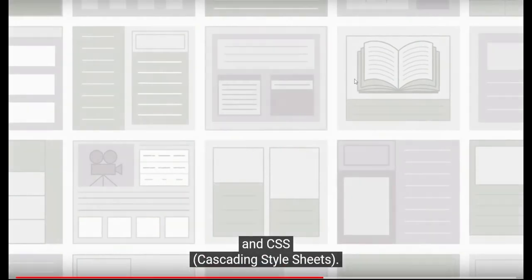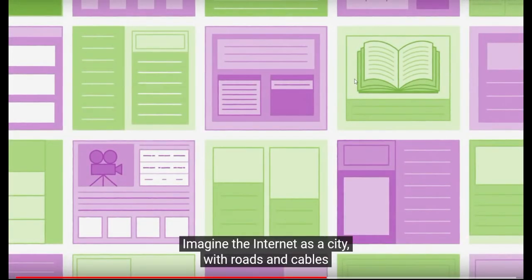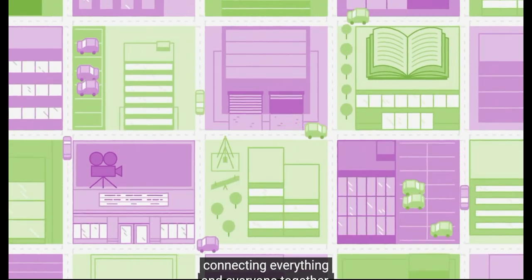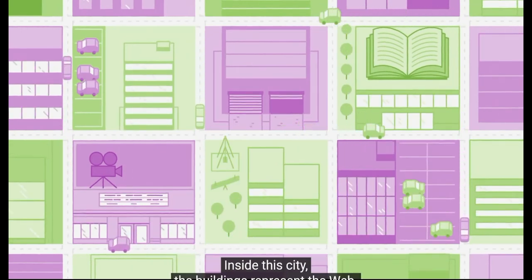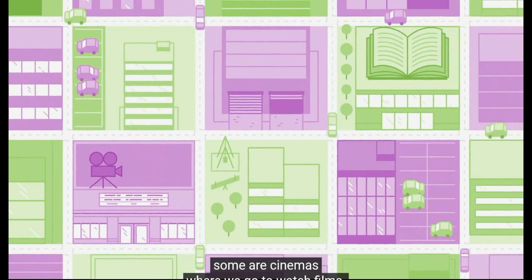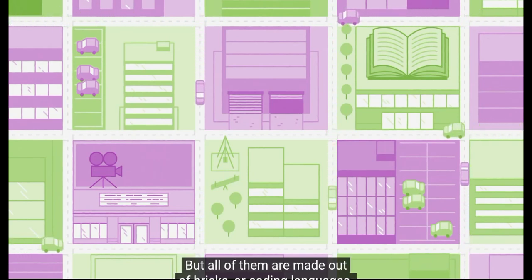The most well-known programming languages on the web include HTML, Hypertext Markup Language, and CSS, Cascading Style Sheets. Imagine the internet as a city, with roads and cables connecting everything and everyone together. Inside the city, the buildings represent the web. Some of these buildings are libraries that store information. Some are cinemas where we go to watch films. But all of them are made out of bricks, or coding languages.